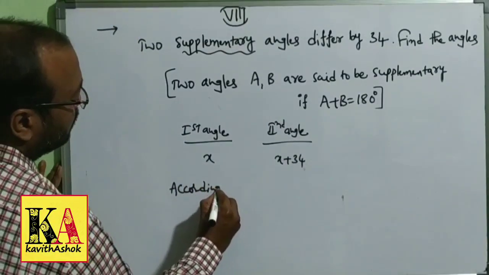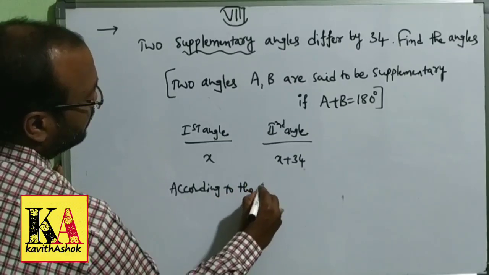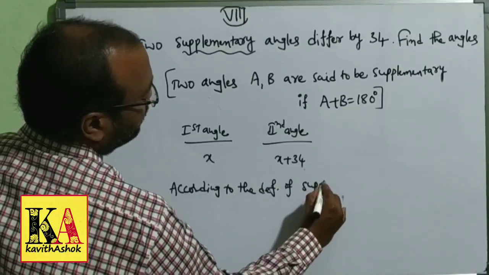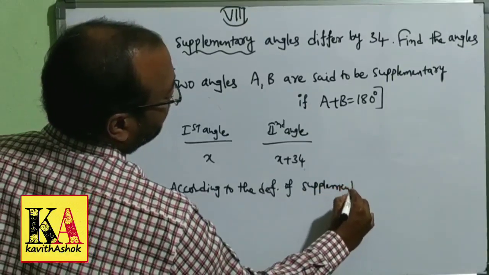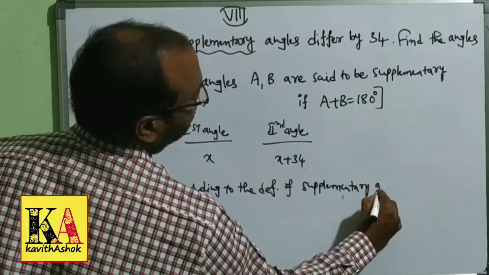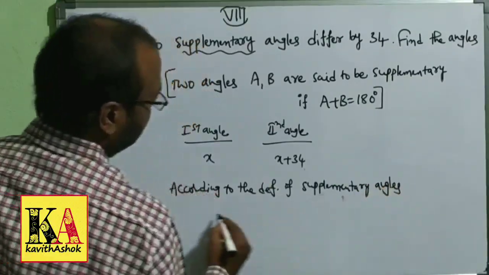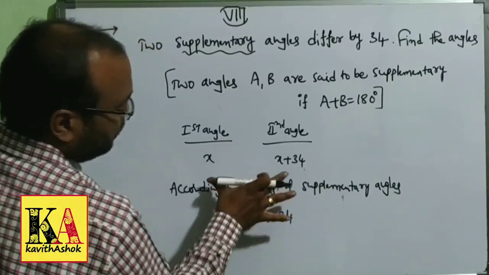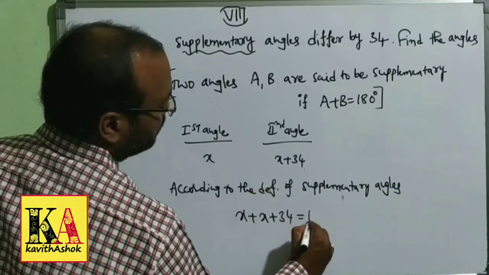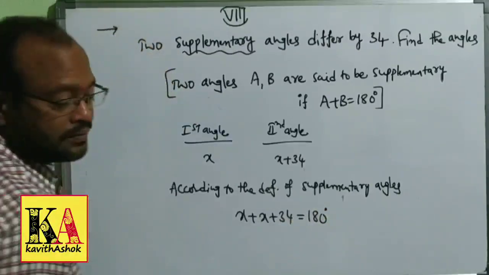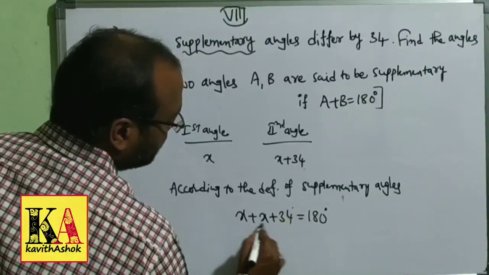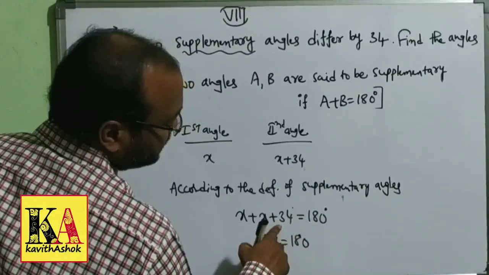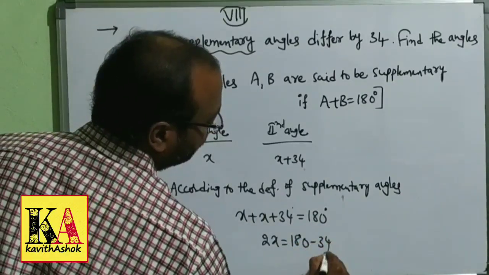According to the definition of supplementary angles, x plus x plus 34, the sum of these two angles is equal to 180 degrees. So then x plus x is 2x, equal to 180. If you take plus 34 to the right part, it will be minus 34.